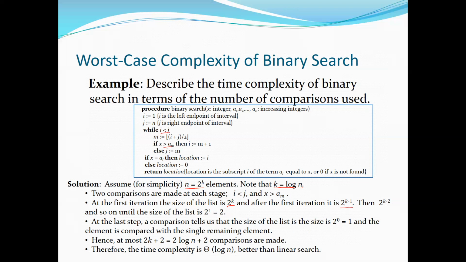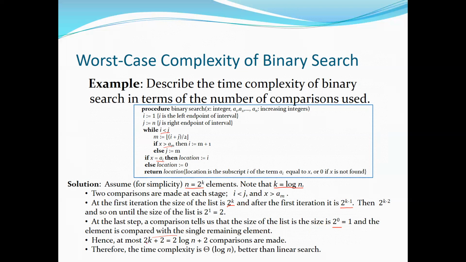Clear? If at first the size of the list is 2^8, at the next iteration the size of the list would be 2^7. So you can just see the values 2^8 and 2^7, right? Then 2^(k-2), and so on until 2^1, right? At the last step, an additional comparison will tell us that the size of the list becomes 1 here, right? And the element is compared with the single remaining element, right?